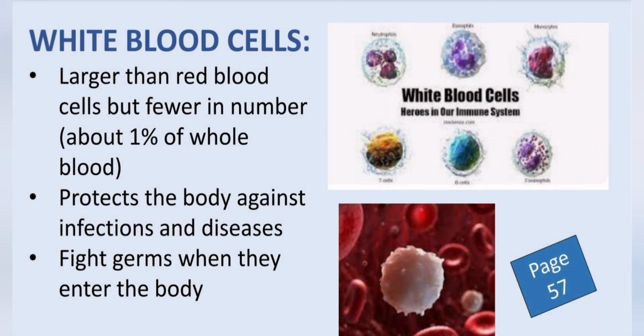The next type of cells that we find in the plasma is called white blood cells. Now, they are much larger than red blood cells, but fewer in number. So only about 1% of your total blood volume consists of white blood cells. And on the right-hand side of this picture, you can actually see there are different types of white blood cells. Now, white blood cells fight diseases and infections, foreign particles that come into your blood. So depending on the type of infection or the type of germ that comes into your body, you have a different type of white blood cell to fight each of these different types of infections.